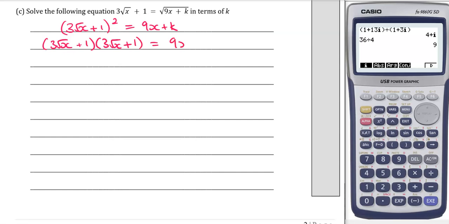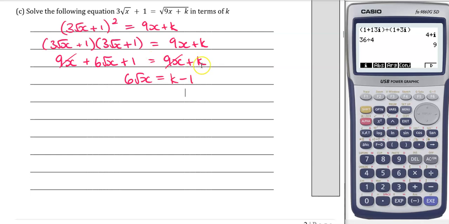what I'm doing. So like this, so multiplying out that bracket, we've got 3 root x times 3 root x is 9x. Then we've got 3 root x times 1 and 1 times 3 root x. So that'll be 6 root x. And then 1 times 1. Okay, so then the 9x cancels with the 9x. We have 6 root x will be equal to k minus 1.